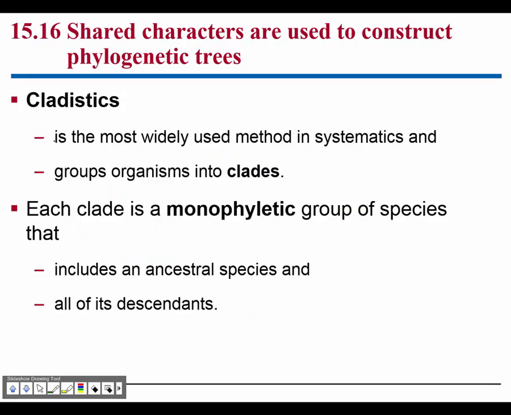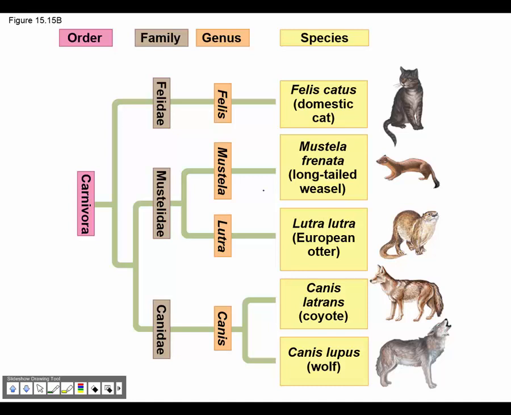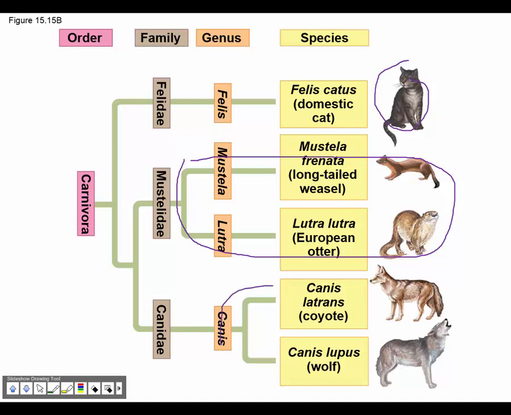So cladistics is when we take and move things into what we call clades. And each clade has to be monophyletic, which is a group that includes all the ancestral species and all of its descendants. So let's go back here real quick. So this right here, we can call this a clade, right? And we can call this a clade, because this would be monophyletic. We can call this a clade, and that would be monophyletic.